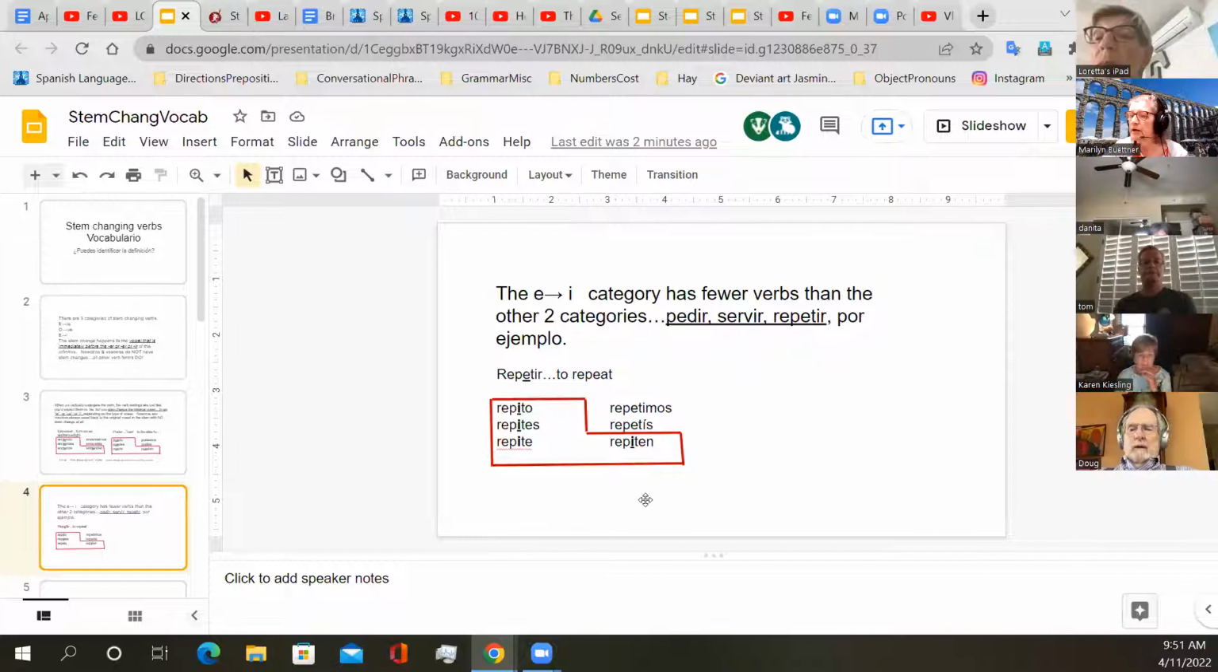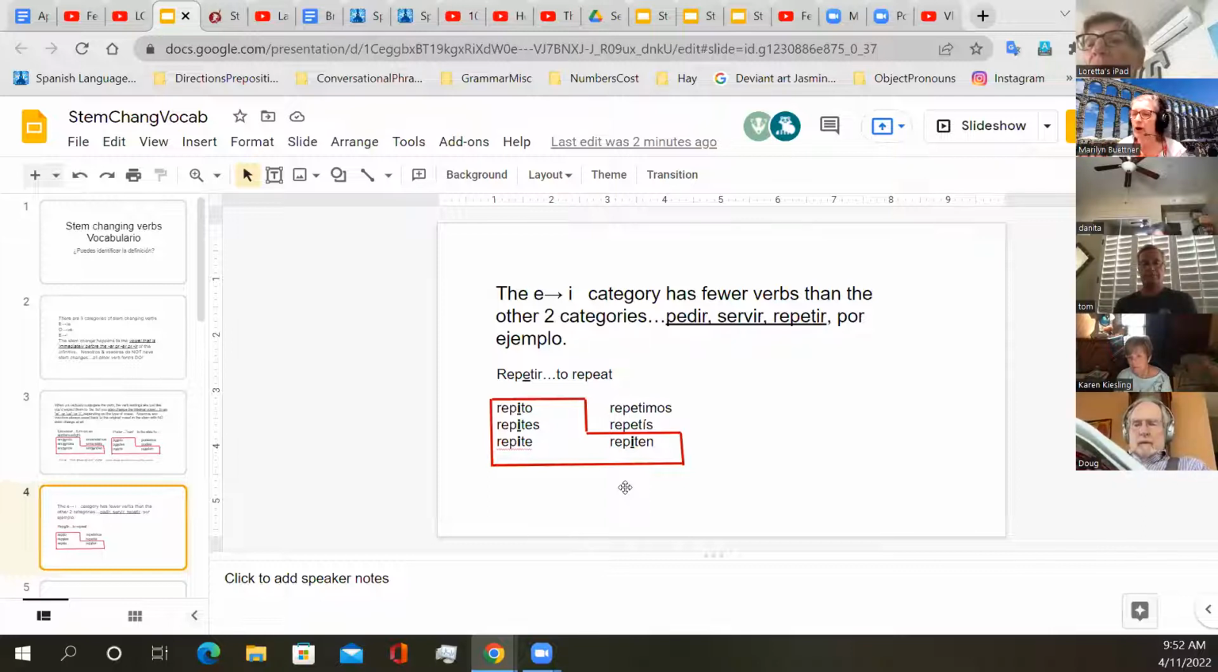So for repetir, we get repito, right? Repites, repite, repiten. But the nosotros doesn't get that form. It goes back to the original E letter. Repetimos. Bien? Okay.